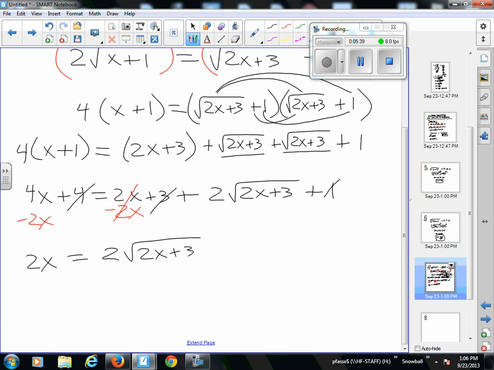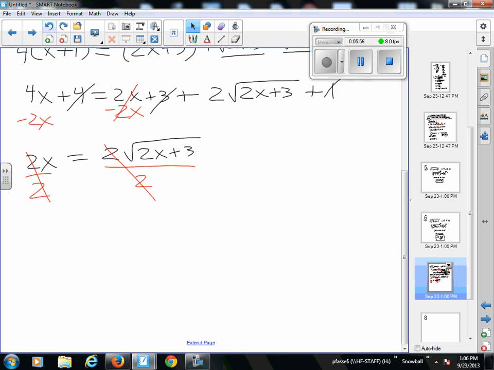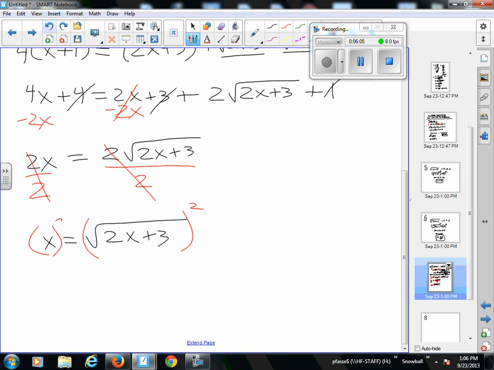Now, just like we had before, but a little more challenging because we have an x on the left-hand side, to get rid of that radical, we can square it. Actually, I apologize. Before we do that, let's go ahead and divide by 2 to get the radical completely by itself. So if we divide by 2, those cancel. We end up getting x equals root 2x plus 3. Now if we square, we can get rid of the radical. We get x squared equals 2x plus 3.